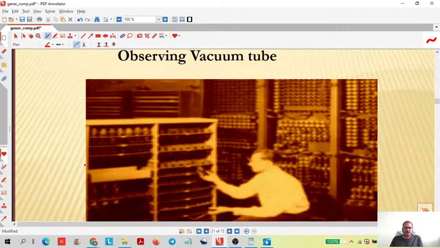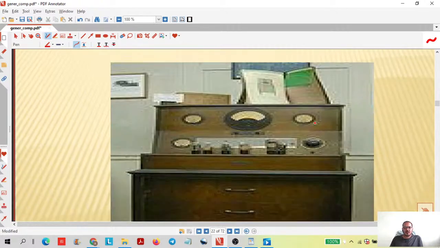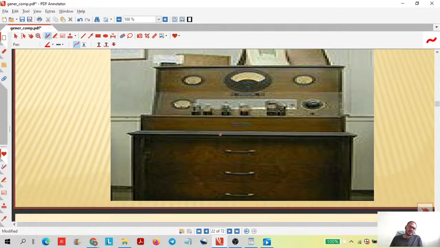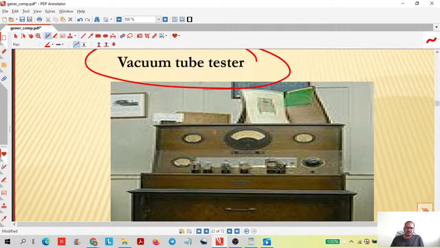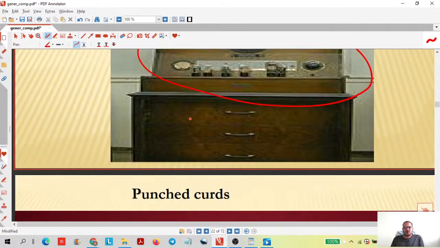As you have seen just now, how large the computer was. Here the vacuum tubes are placed in a rack, and this is a vacuum tube tester. Like when we normally test bulbs, in the same way this is a device to test the vacuum tubes, whether they are working properly or not.